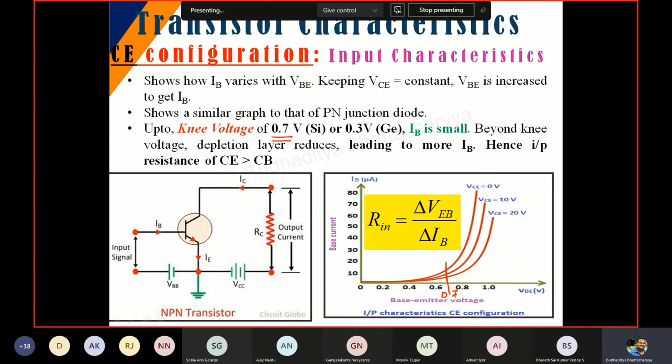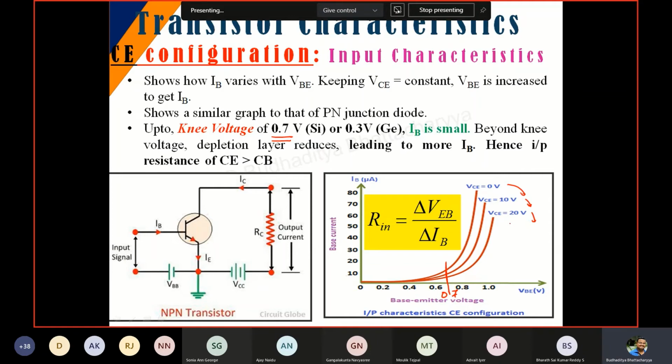Also, I told you in lab how we can expect that with increasing VCE, the magnitude of IB is actually reduced. That is again due to the early effect, because when we are increasing VCE, in a way we are reverse biasing the junction, and as we increase the reverse bias, the depletion layer extends further, hence the effective width of the base is reduced, hence the current will also be reduced.